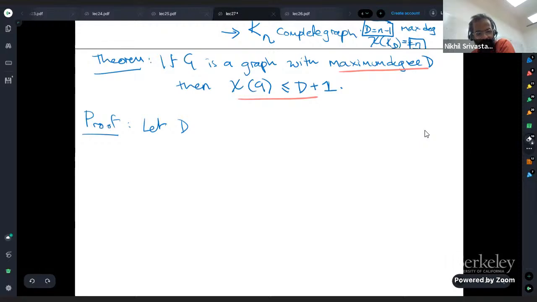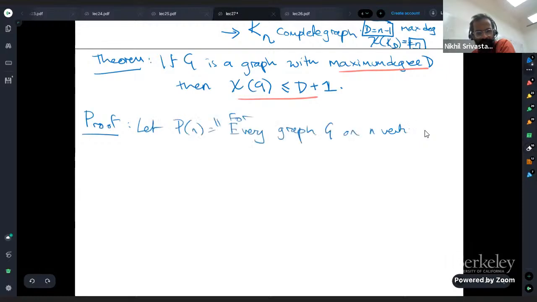So let P of n be the statement: for every graph G on n vertices, the chromatic number of the graph is at most the maximum degree of the graph plus 1. I didn't define this, so let's do it like this: it's the maximum over vertices in the graph of the degree of the vertex, plus 1.